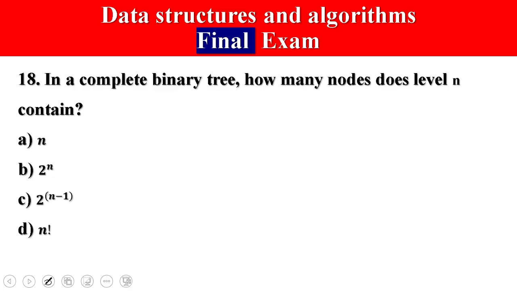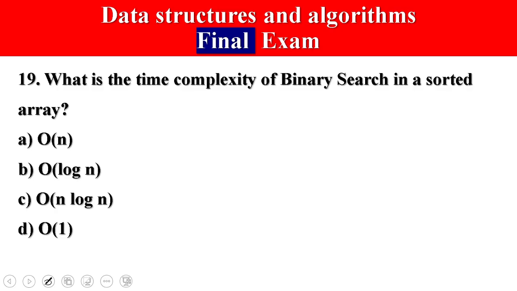In a complete binary tree, how many nodes does level n contain? In a complete binary tree, the number of nodes at level n is 2 to the power of n. B is the correct answer. What is the time complexity of binary search in a sorted array? The time complexity of binary search in a sorted array is order of log n. B is the correct answer.